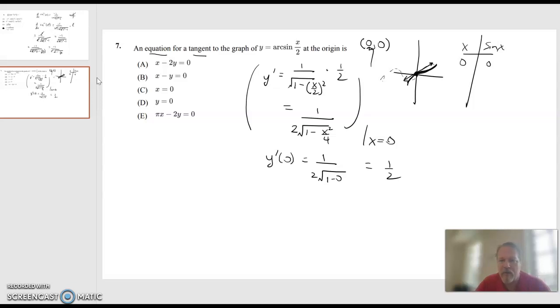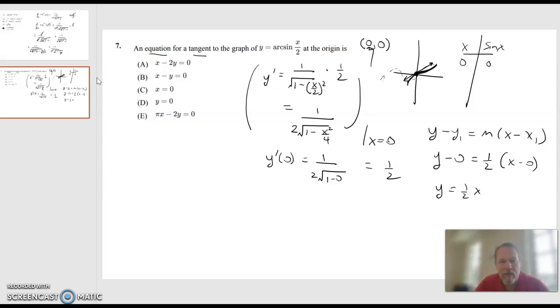This is the point, (0, 0), that my line crosses. If you use y minus y sub 1 equals m times x minus x sub 1, you'll get y minus 0 equals the slope 1/2 times x minus 0. So y equals 1/2 x.